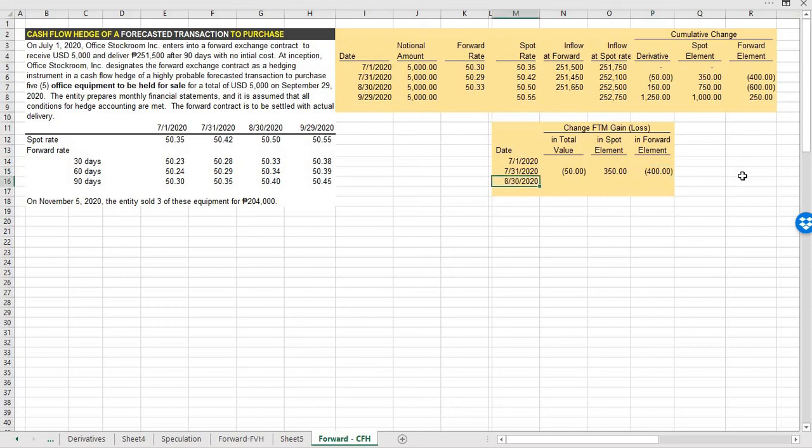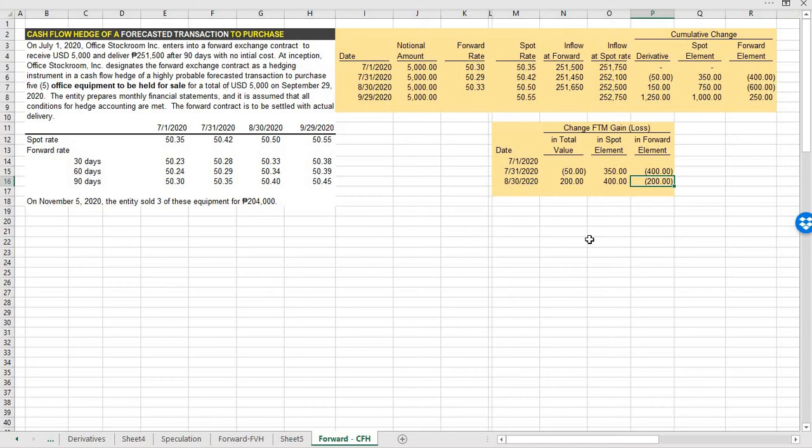Then, for August 30, 2020, ang change natin for the month of August related to the total value of the derivative is 200 pesos positive. So, bakit siya 200 pesos positive? Kasi 150 minus negative 50 pesos. Kaya ang sagot is 200 pesos positive. Then, for the spot element, 750 minus 350, that is 400. Then, for the forward element, negative 600 minus negative 400, that is negative 200. O kaya naman, 200 minus 400, that is negative 200.